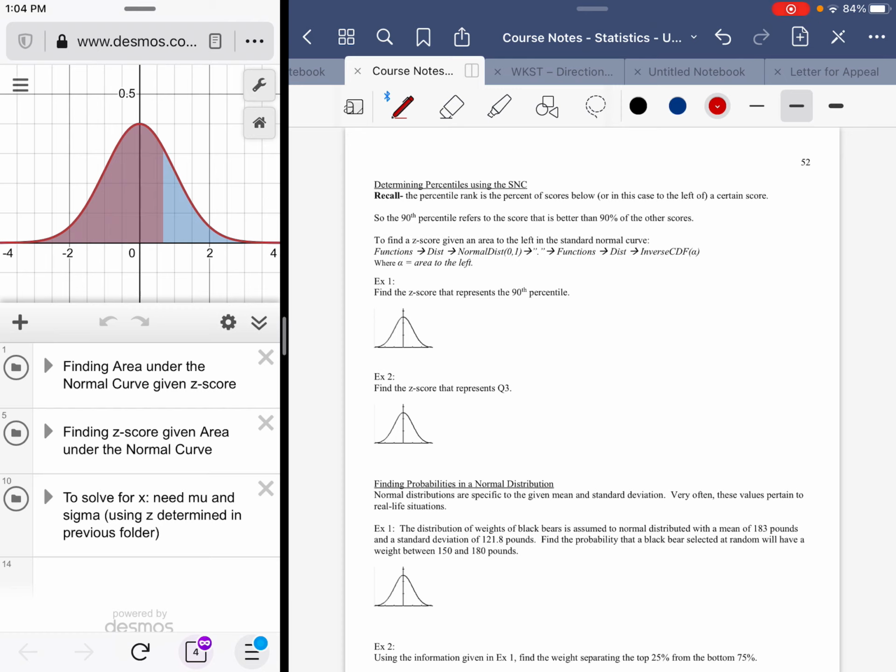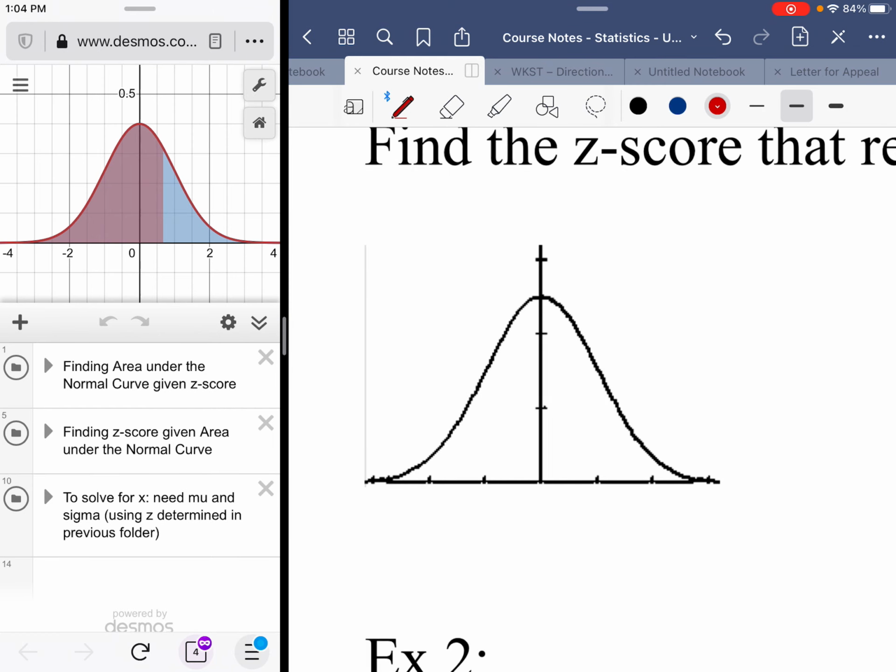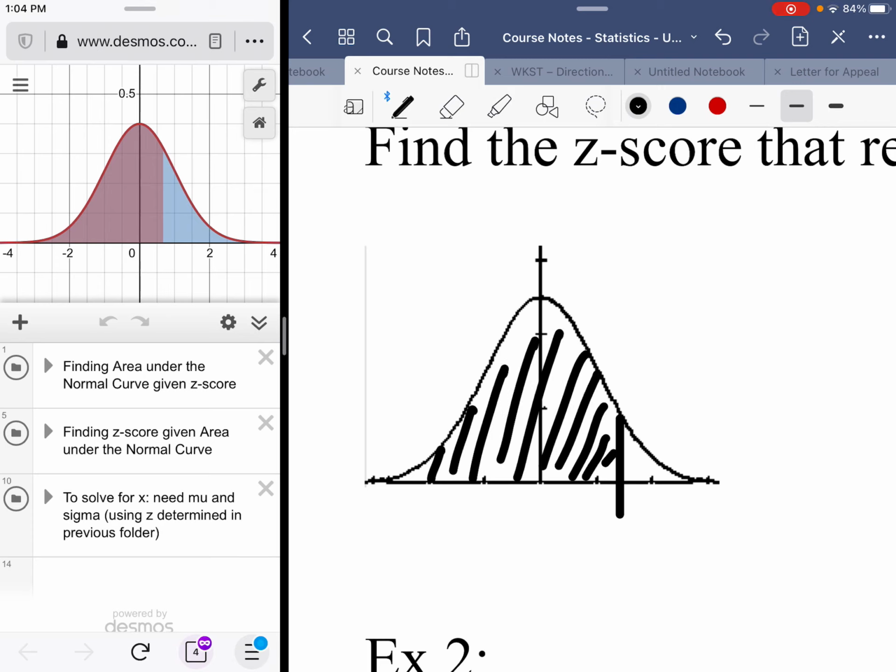All right. So in the first example here, it says find the z-score that represents the 90th percentile. Now, since I have no idea what the final answer is going to be, I'm just going to ballpark where 90% feels like it ought to be. All right, that kind of feels like 90% of the graph. All right, so about 0.9.